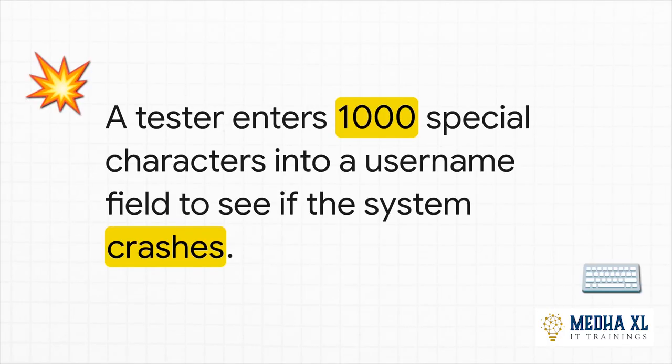So think about this, right? A username field is probably designed to handle 20 or 30 letters and numbers. But what happens when a tester, just on a whim, decides to paste in the entire first chapter of Moby Dick, complete with emojis and symbols? Does the app handle it gracefully, or does the whole system just crash and burn? That is a classic ad hoc discovery.